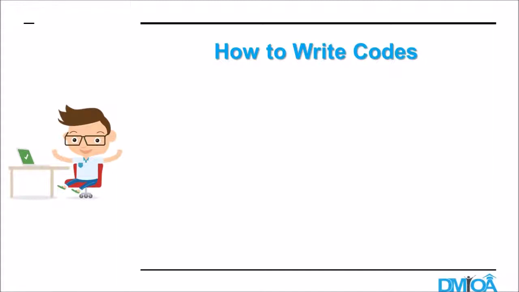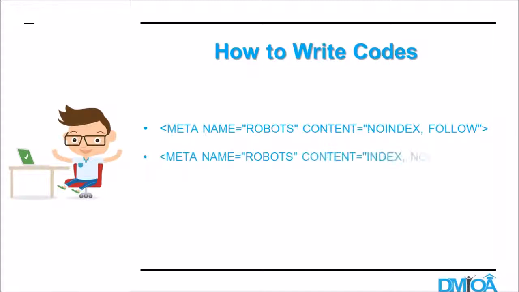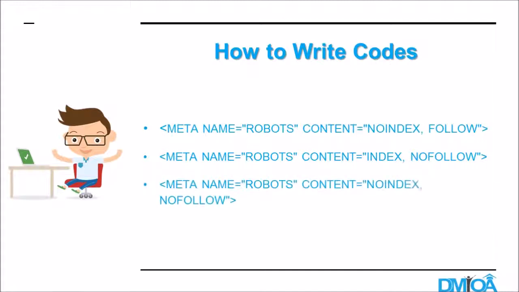So this leaves us with 4 other situations, and this is how you write the codes. Content equal to no index, follow means do not show to search engines, but give value to the links. If you use content index, no follow, this means index my data, show it in the SERPs, but don't follow any of the links or don't give value to any of the links. And if you say content is equal to no index, no follow, this means don't show it in the SERPs and don't follow any of the links.